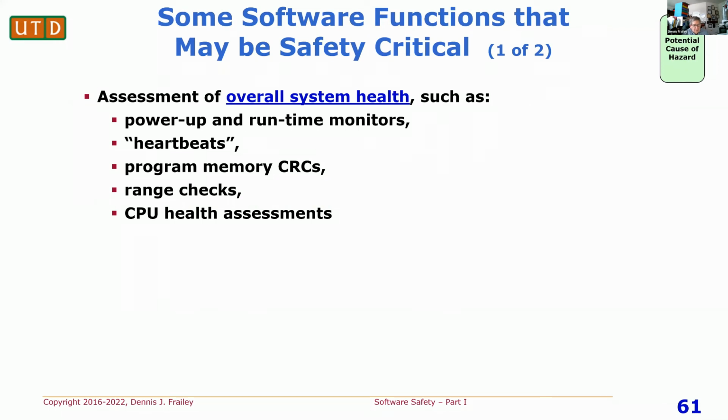Assessment of system health. For example, redundancy checks on data transmission, range checks within the software, CPU health assessment. Software in safety critical devices often is checking the hardware to see if there's any indications of hardware problems. I was involved in the very early days of designing microcircuits so that they would send out a signal to the software if there was a hardware problem or if something was overheating or anything like that.